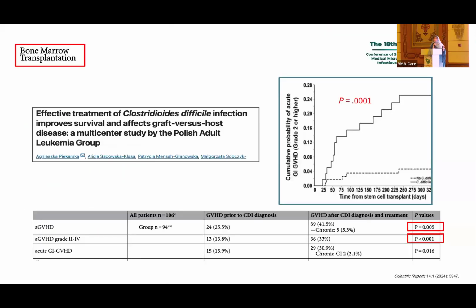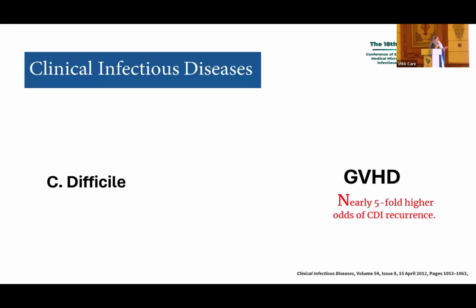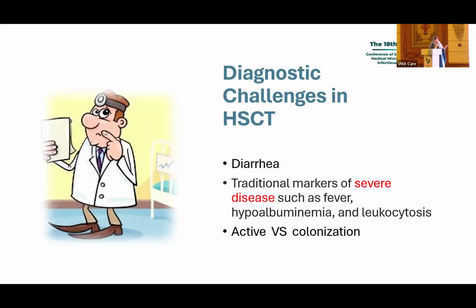The other important thing that caught my eye is that Clostridium difficile infection will trigger immunity, and it might increase the risk of graft versus host disease. There were multiple trials highlighting the risk of graft versus host disease after having Clostridium difficile infection. So probably there is a potential inverse relationship between Clostridium difficile infection and graft versus host disease.